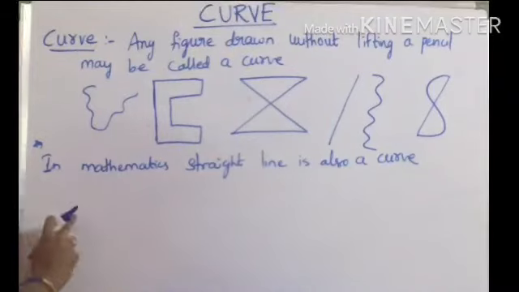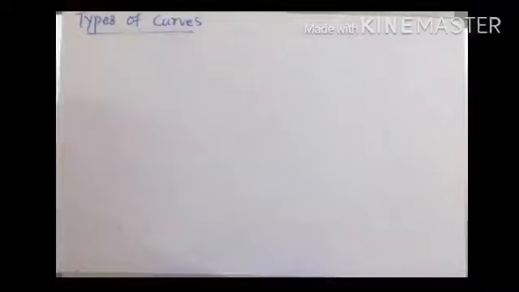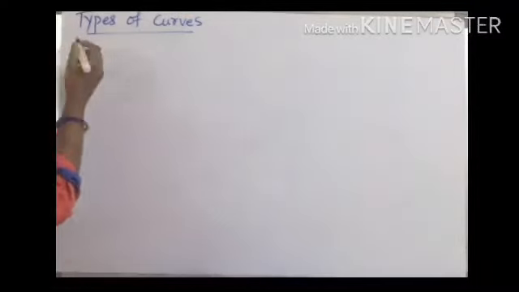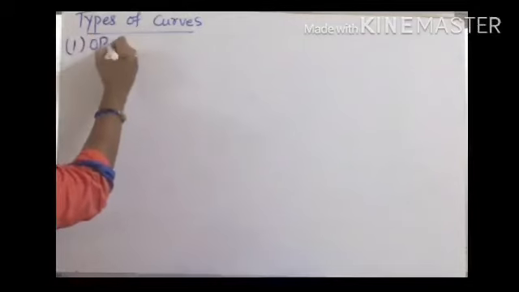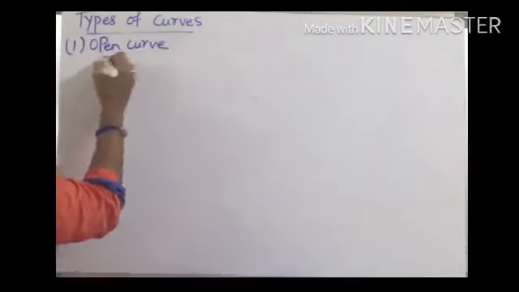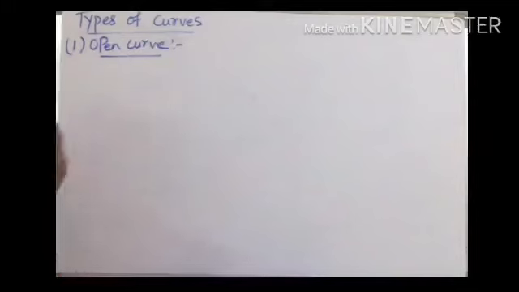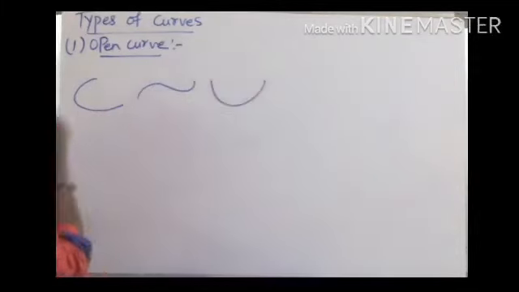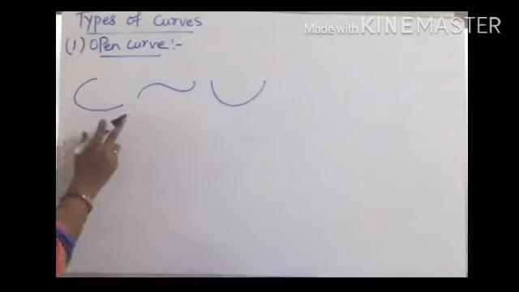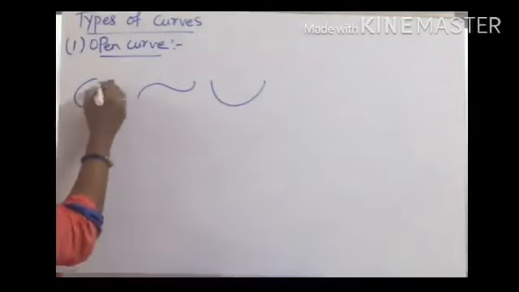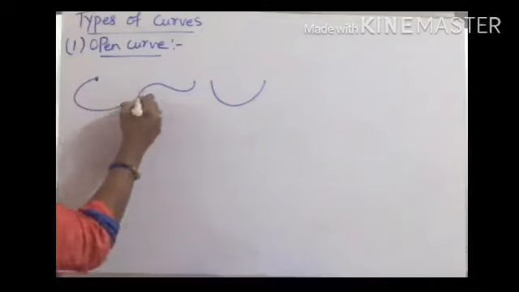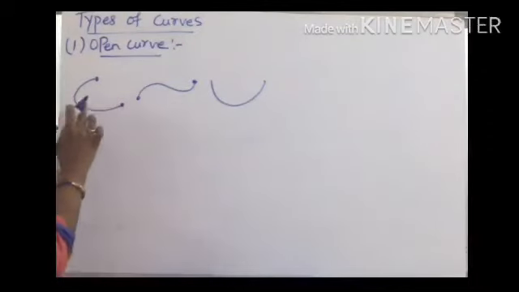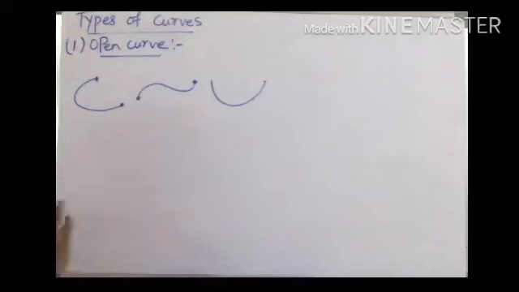In total I am going to discuss here 4 types of curves: open curve, closed curve, simple curves and intersecting curves. Next, types of curves. In that, first we are going to discuss open curve. So what is an open curve, children? See, this is called an open curve. These all are open curves. So what is the definition of an open curve? A curve in which the start and end points are not joined. See, this is a start point and this is the end point.